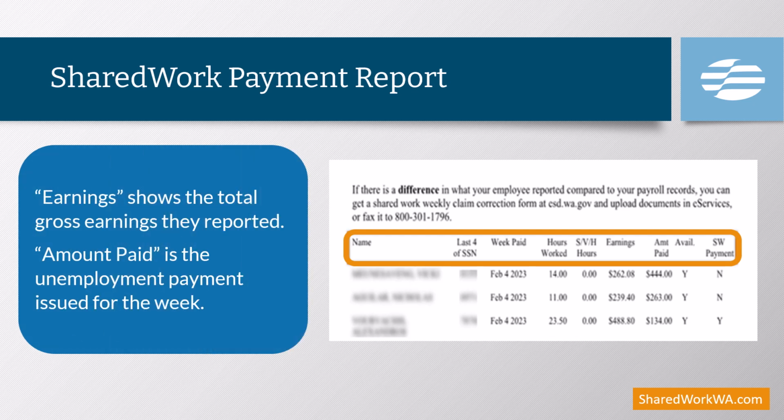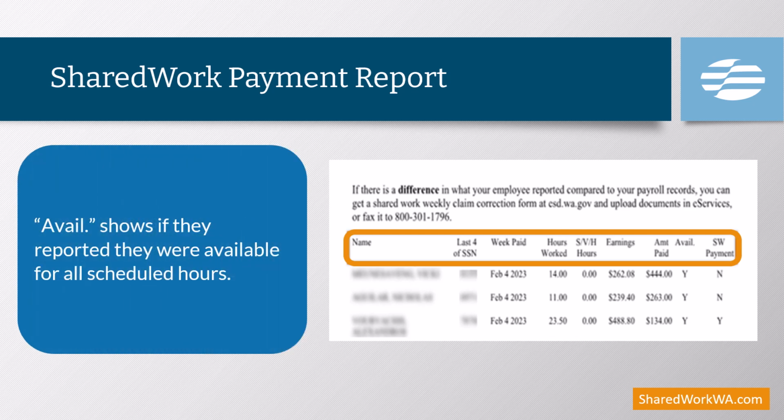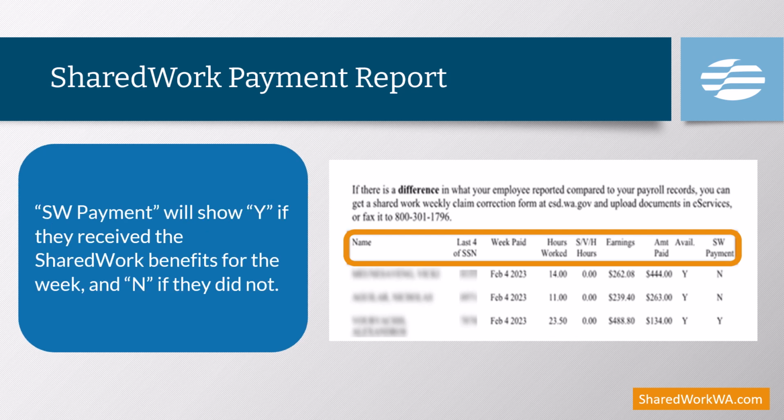Earnings is the gross earnings reported by the employee for the week, which includes both hours worked as well as sick, vacation, and holiday pay. Amount paid is the unemployment payment amount issued for that week. Avail shows if the employee reported that they were able and available for all scheduled hours, and SW payment shows if they received the shared work benefit for that week. Shown on screen is a portion of a sample payment report. The columns being described are circled in orange.